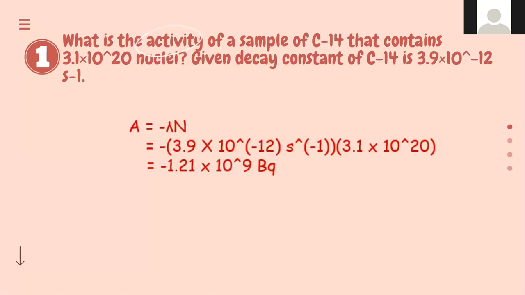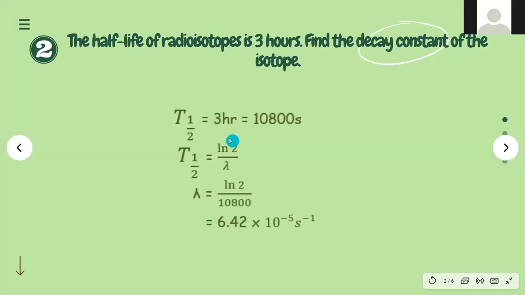For the first question, what is the activity of a sample of carbon 14 that contains 3.1 times 10 to the power of 20 nuclei, given the decay constant is 3.9 times 10 to the power of negative 12 per second? As Christina mentioned before, we use the activity formula, negative lambda N. We substitute lambda, 3.9 times 10 to the power of negative 12, and multiply by 3.1 times 10 to the power of 20, and we will get negative 1.1 times 10 to the power of 9 becquerel.